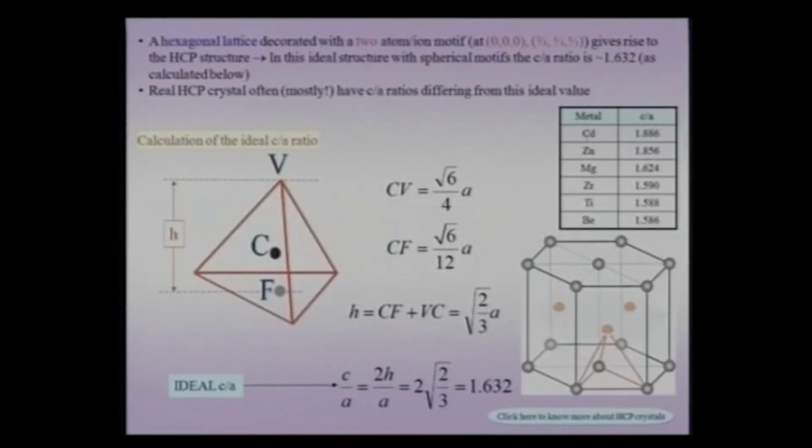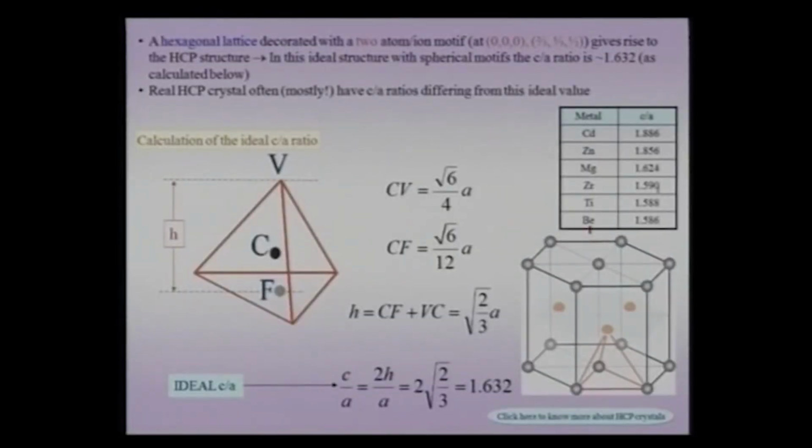How did I get this ideal C by A ratio? By assuming that all my atoms are hard spheres, and I get a packing which is an ABAB kind of packing. So in nature this kind of an assumption is not valid 100%, and therefore I can get a non-ideal C by A ratio for most of the metals. Some of the C by A ratios are larger, like for instance cadmium has 1.886, zinc has a larger value, but some of the metals like beryllium have a smaller C by A ratio. And now what does a smaller C by A ratio mean? It means that I am squashing the hexagon downward. A larger C by A ratio means I am expanding the hexagon.